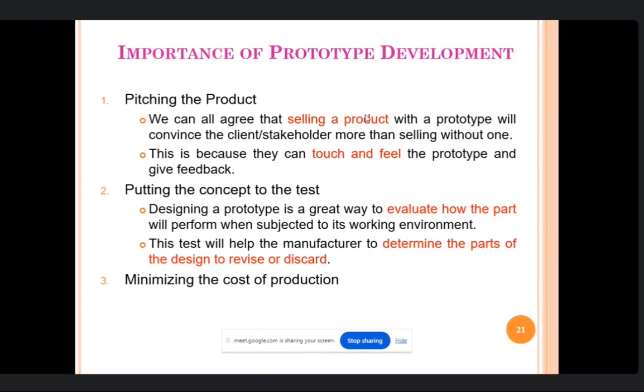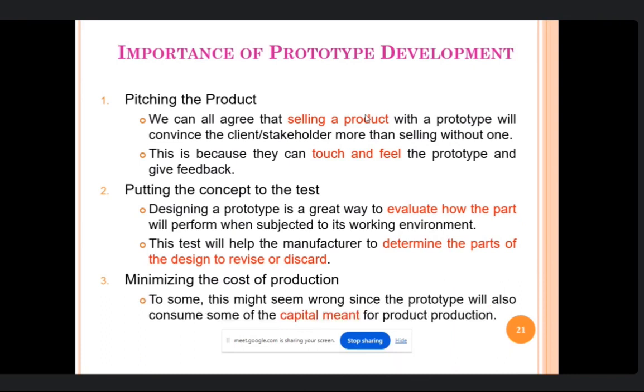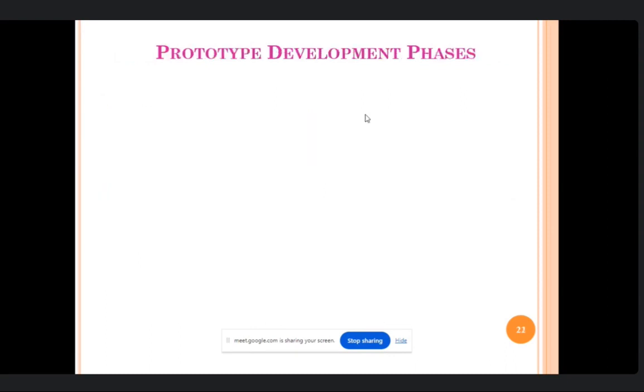Minimizing the cost of production might seem wrong, since the prototype will also consume some of the capital meant for product production. However, the amount of time and money used in prototype production will be insignificant compared to the amount the stakeholders will waste if the trial and error method is used.